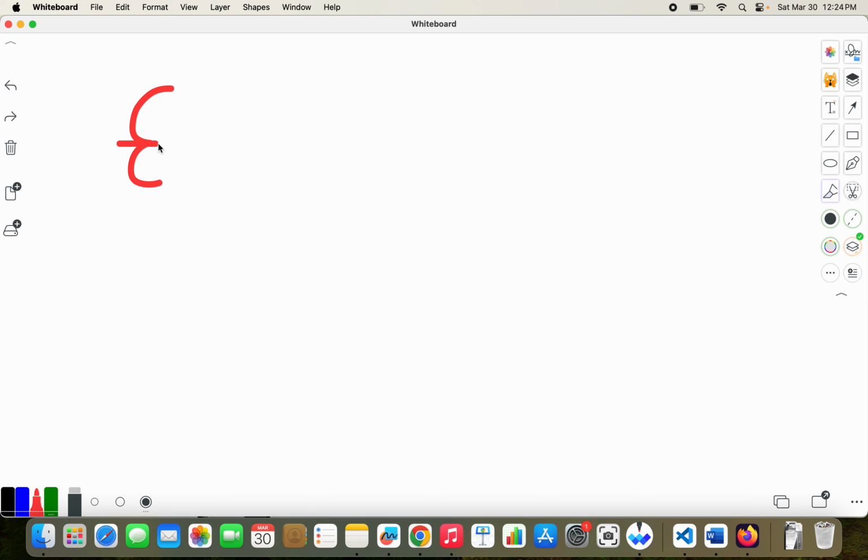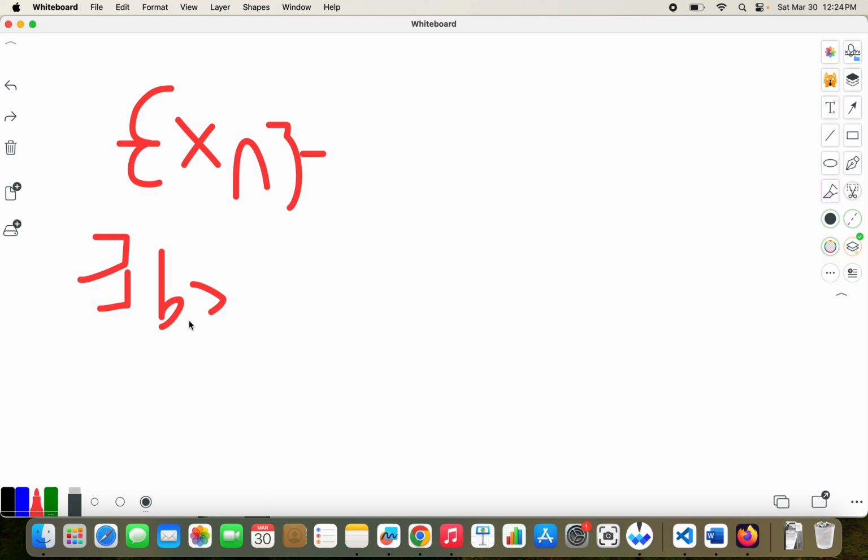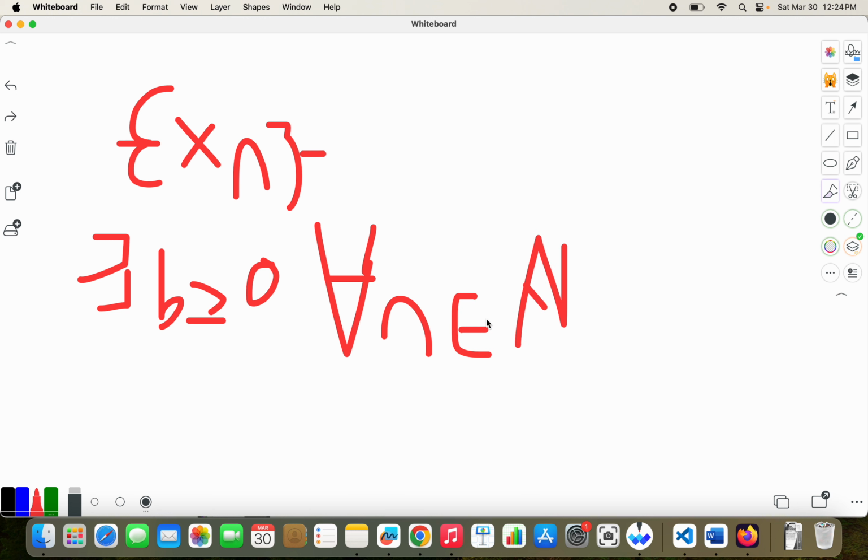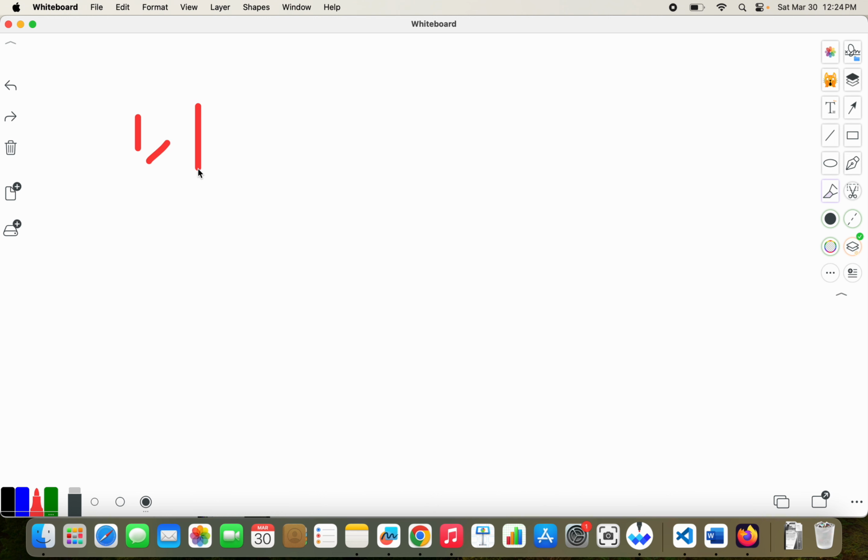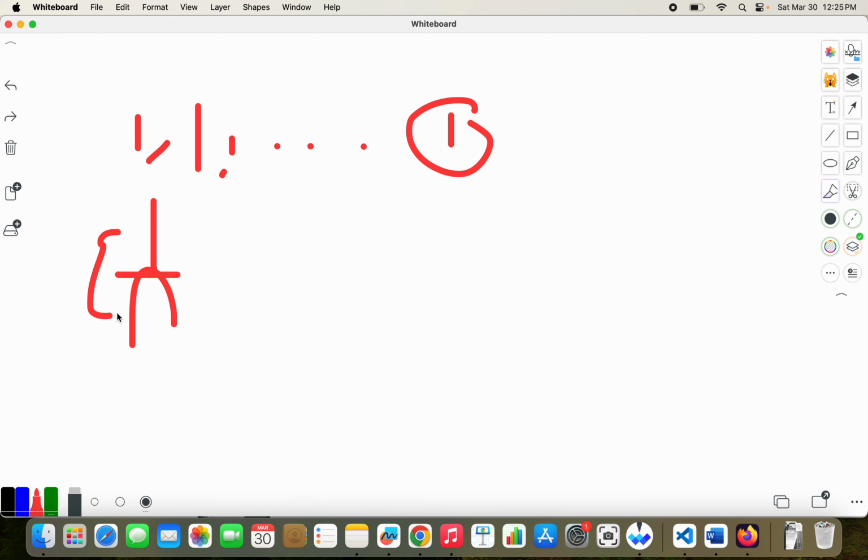So this is important. A sequence x_n is bounded if there exists a b greater than 0 such that for all n in the natural numbers, the output value is less than b, which means there's a number which is greater than all the elements. For example, 1, 1, 1: 2 is a good bound. 1 is approaching 1, and 1 over n is approaching 0.